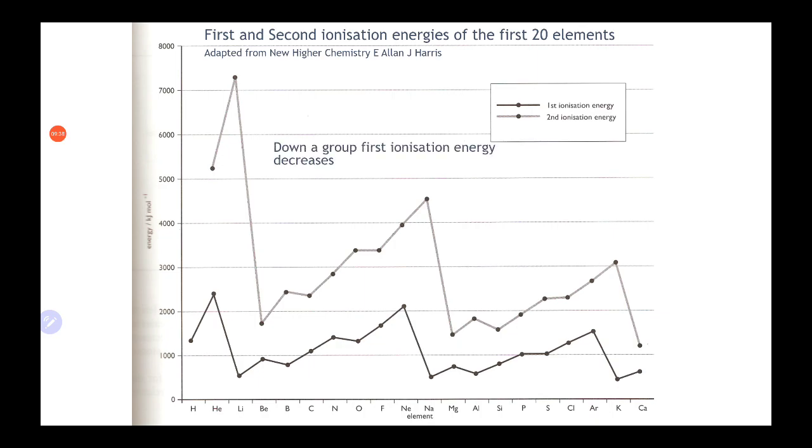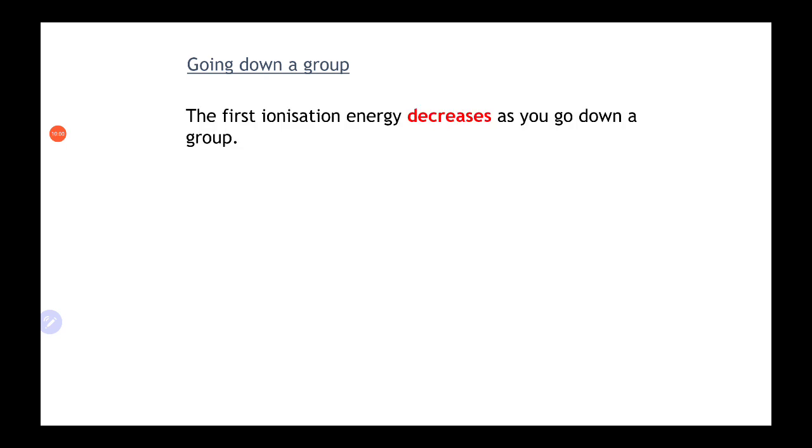So looking at going down a group then. There is helium, neon, argon. Again, you can see a slight decrease as we're going. Lithium, sodium, potassium again. Let's have a look, we'll see why.